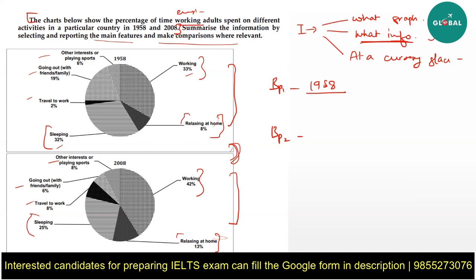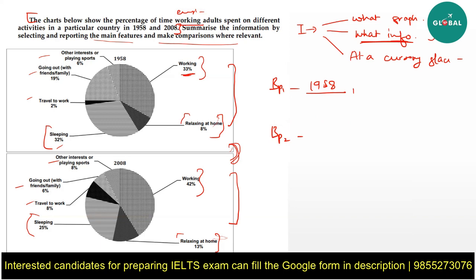So you can start it very simply by saying that in 1958, almost one third of the day was spent on working, because you can see 33% is very clearly like one third of 100%. So instead of just saying 33%, I can say one third of the day. Okay, and then the majority of the time was spent on sleeping, and there I can just write 32% in brackets. So you have to actually present your information in a very smart way.